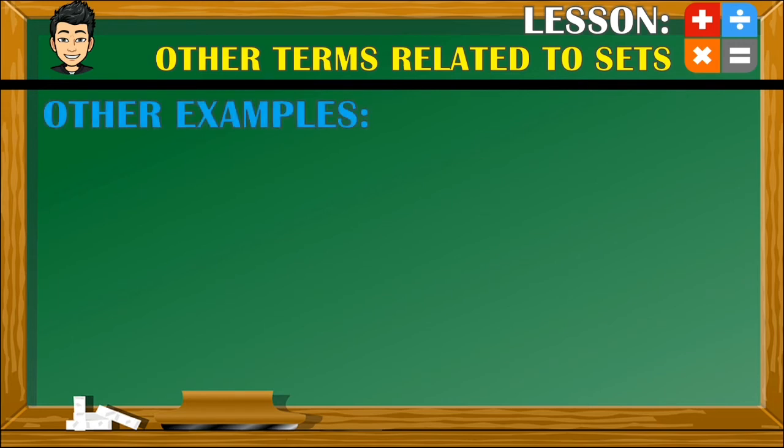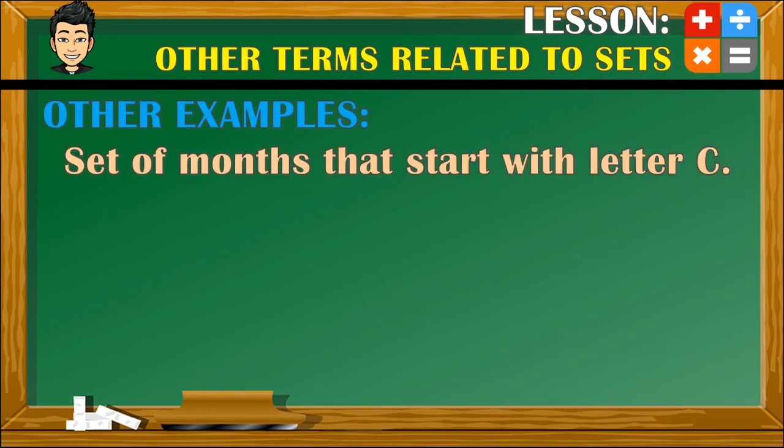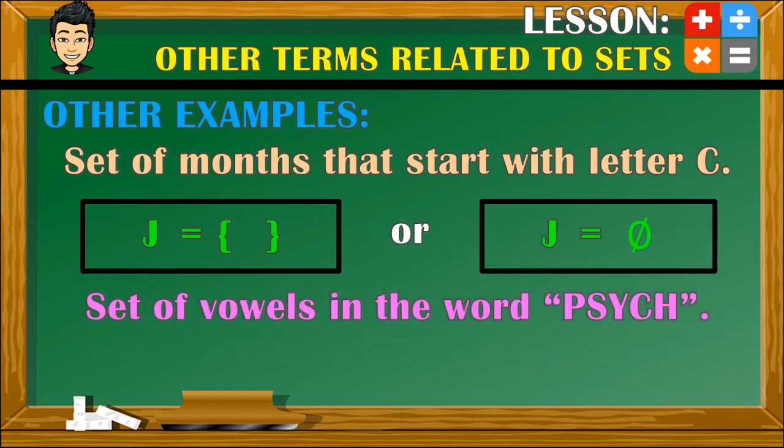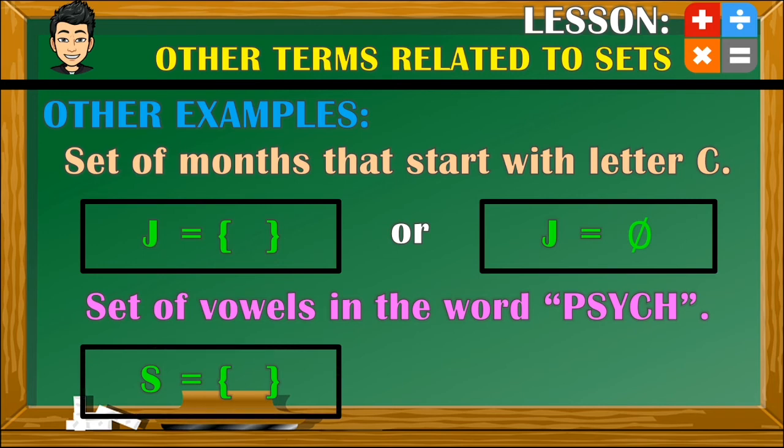Take a look at these other examples. Set of months that start with letter C. Clearly, there are no such months. So, we can represent it as an empty set or null set. The next one, set of vowels in the word psych. As you can see, there are no vowels in the word psych, not a single one. Therefore, it is an example of an empty set or null set.